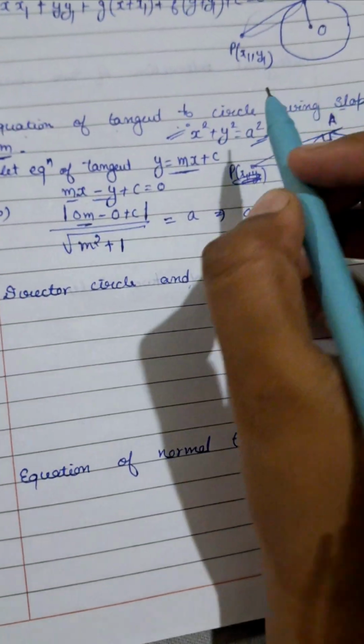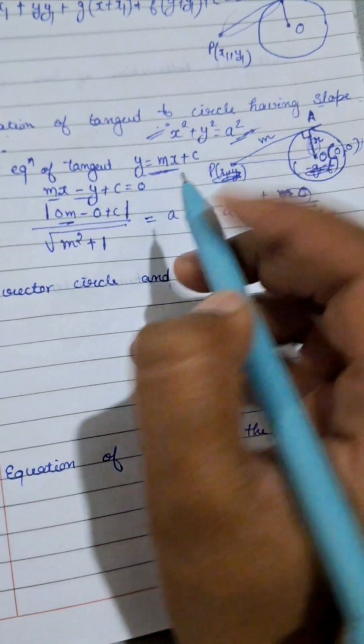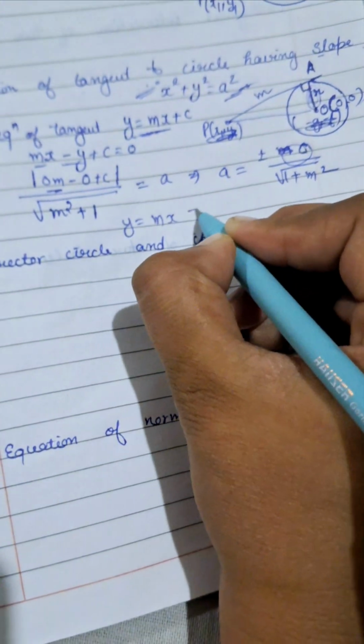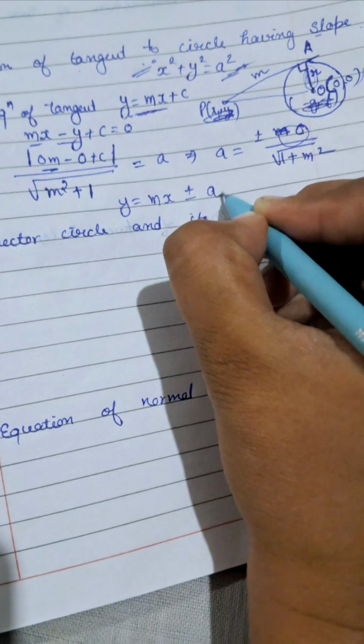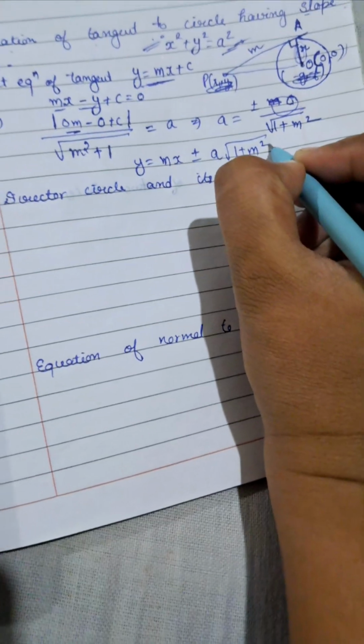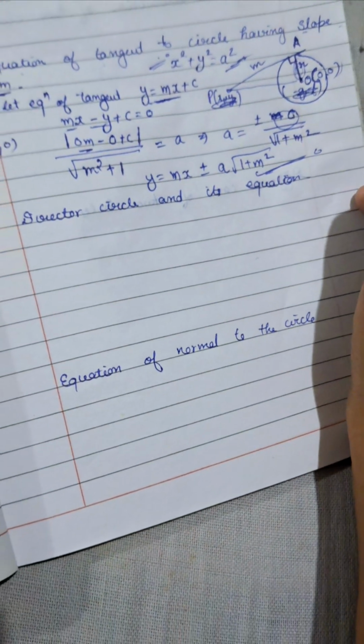So now in place of c, I am putting the value, and it becomes y is equal to mx plus minus a square root 1 plus m square. This is the required equation of tangent.